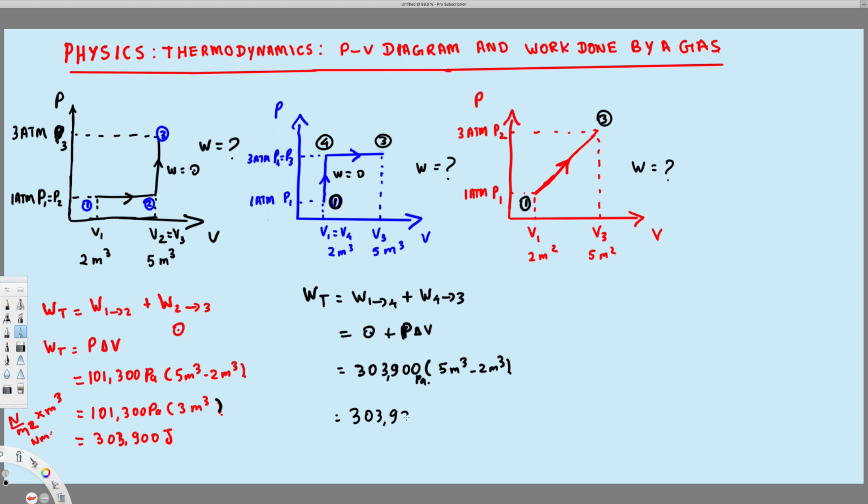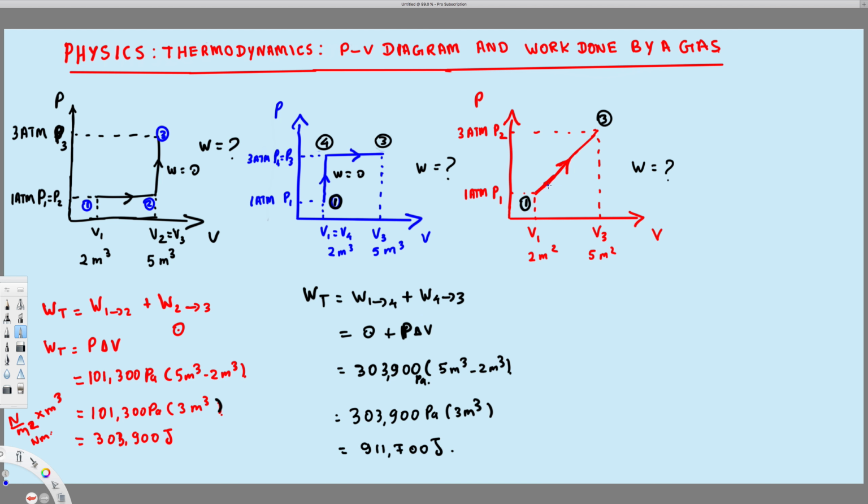So 303,900 Pascal times 3 meter cube, and that's going to give us 911,700 joule. So we have calculated the total work for the second graph right here. So let's go for the third graph.